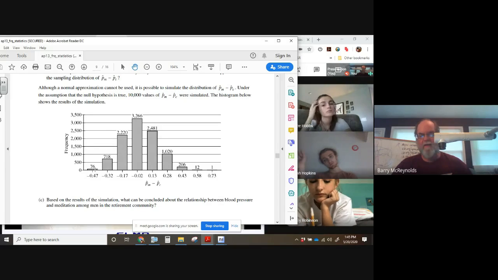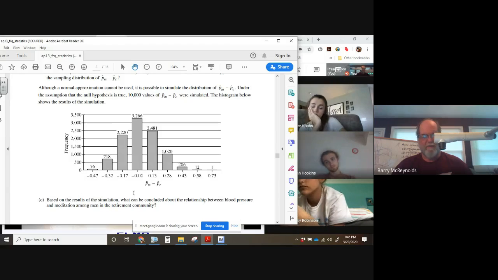Okay, and so that p-value is very small. Because the p-value is so small, there is convincing evidence against the null hypothesis, okay? So although we conclude that meditation and low blood pressure are associated, we can't say that there is a cause and effect relationship. And that's the real important part of this question, okay?